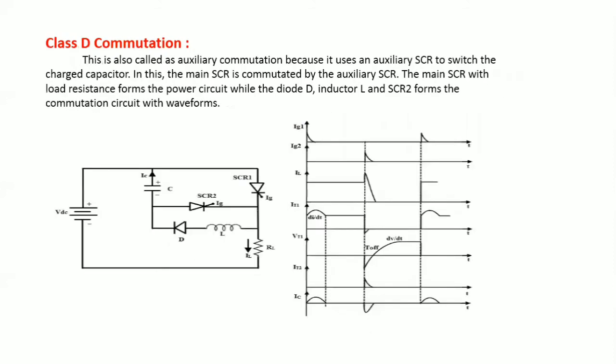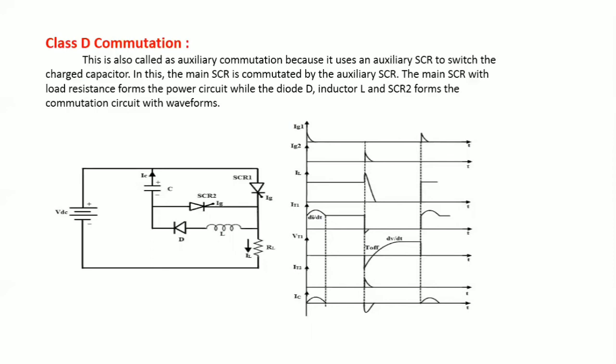The next commutation method is called Class D commutation. It is also referred to as auxiliary commutation because in this method, the main SCR is turned off with the help of an auxiliary SCR with the help of the capacitor. The main SCR with the load resistance forms the power circuit, and the diode, inductor, and SCR2 form the commutation circuit. The waveform for these circuits is shown in the figure.